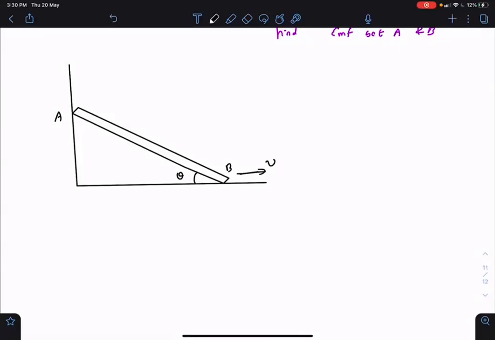So if you are able to do all these things, then in the next class we'll start with induced electric field, the second part of the EMI chapter. We'll stop here.